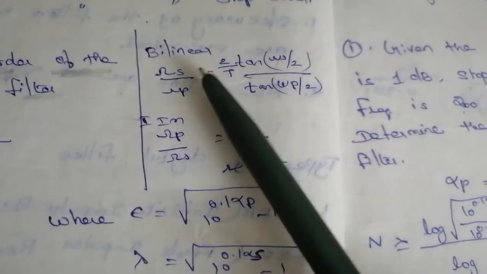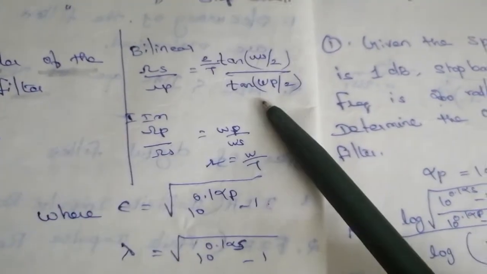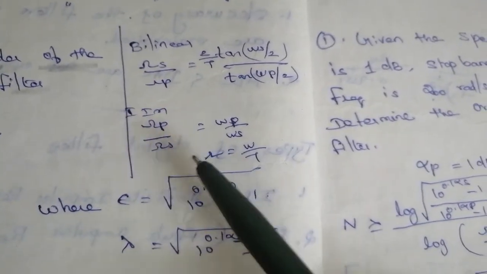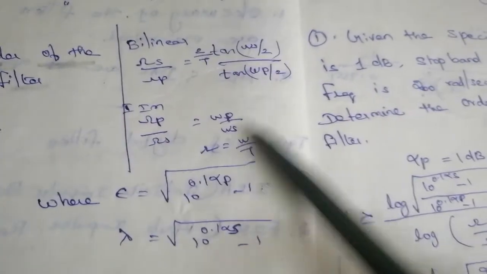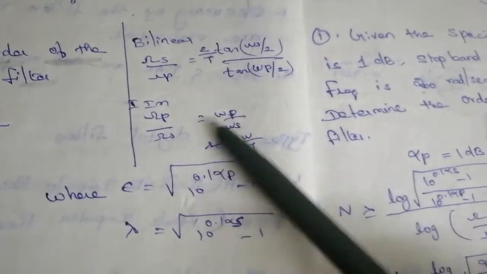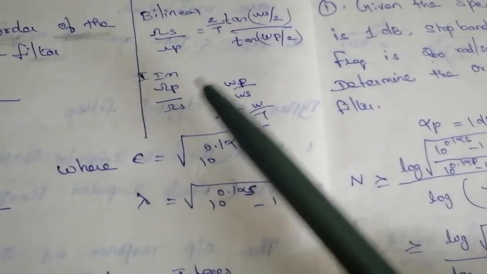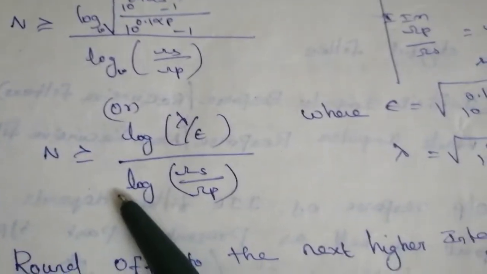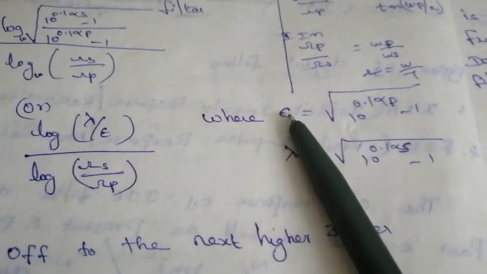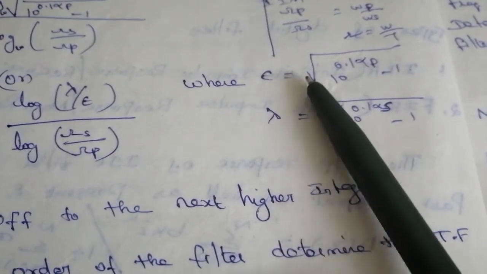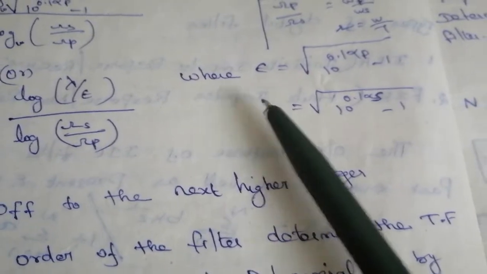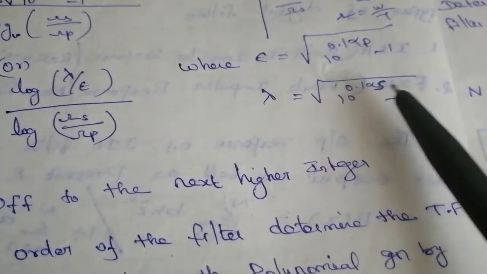For converting analog filter to digital filter, these are the required formulas for sigma s by sigma p and sigma p by sigma s, right? So just note it down. During the problem solving, I will inform where we'll use this formula, right? So here in this n formula, we don't know the value of lambda and epsilon. For that, we have a formula for epsilon and lambda. That is epsilon equal to square root of 10 to the power 0.1 alpha p minus 1 and lambda equal to square root of 10 to the power 0.1 alpha s minus 1.